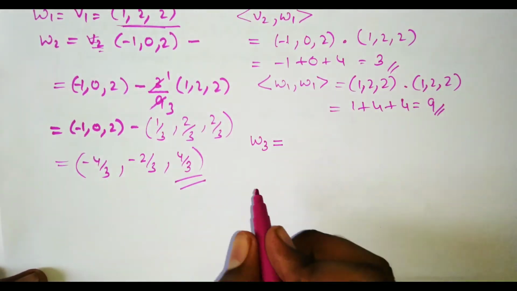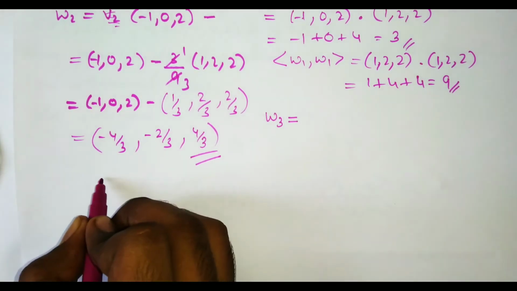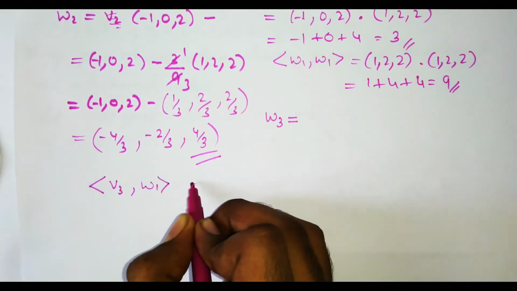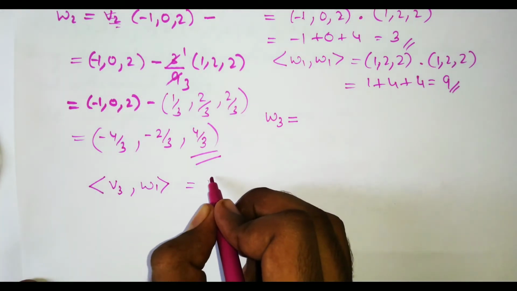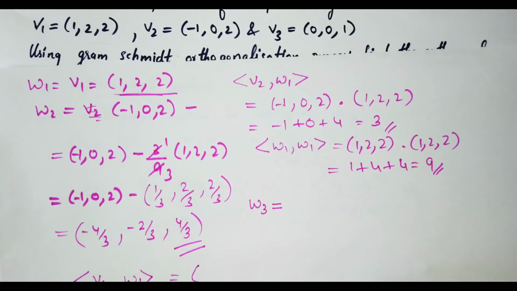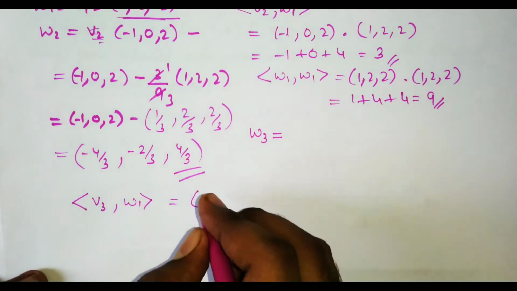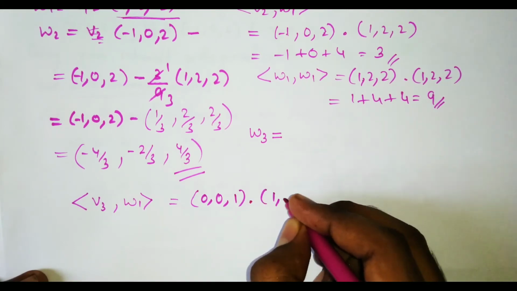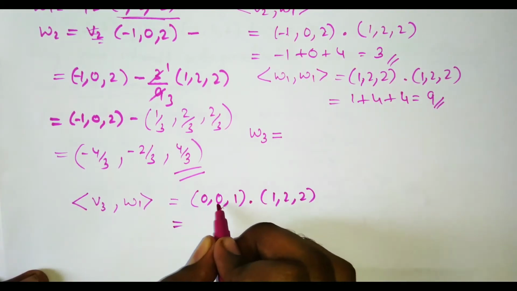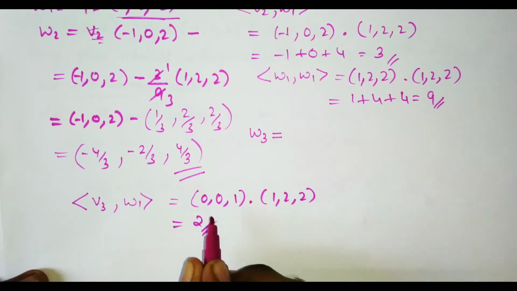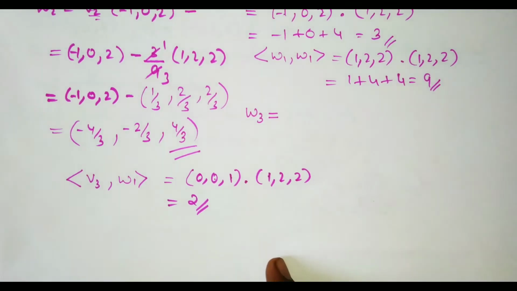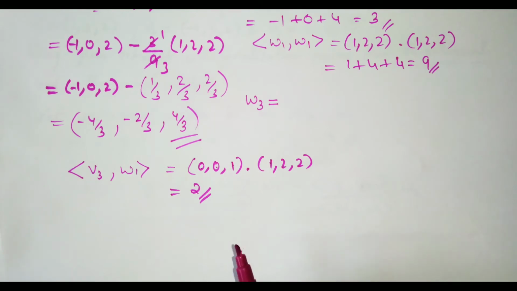So let us do that first, the inner products of V3 with W1, which is equal to V3, what is the vector given over here? It is (0, 0, 1), so I'll take (0, 0, 1), dot product with W1, which is (1, 2, 2), so it is 2 itself. Okay, 0 into 1 is 0, 0 into 2 is 0, then 1 into 2 is 2. You have to just multiply and add. So we have got the V3 and W1 inner product.